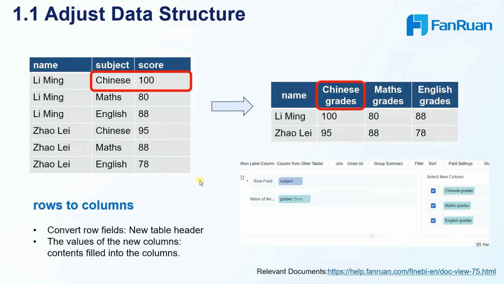For example, the Chinese 100 that was written in one row can be transformed into a vertical list, Chinese subject with the corresponding score of 100. To achieve this, we need to do two things. First, select the field to transform. This will become your new column header, subjects like Chinese, Math, English. Second, set the new column values. These are the scores for each subject. After dragging the score field to the new column value and selecting it, the final result will look just as shown in the example. This is a row-to-column transformation.